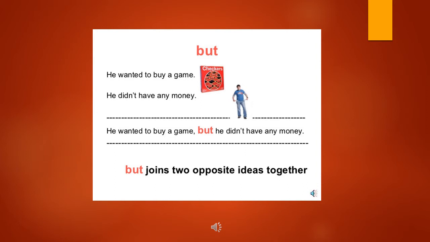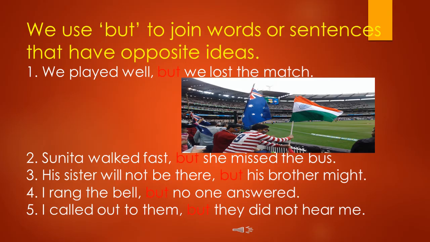He wanted to buy the game but he didn't have money. So without money he cannot buy the game. So here two opposite ideas are joined together by using but. So students, we came to know that we use but to join words or sentences that have opposite ideas. Now let's read some examples. The first example, we played well but we lost the match.